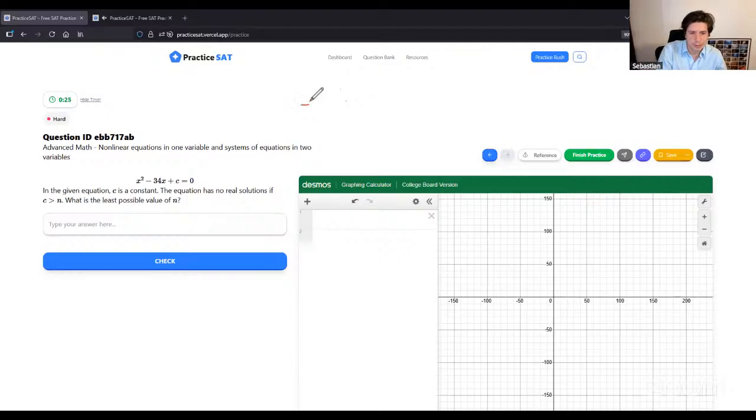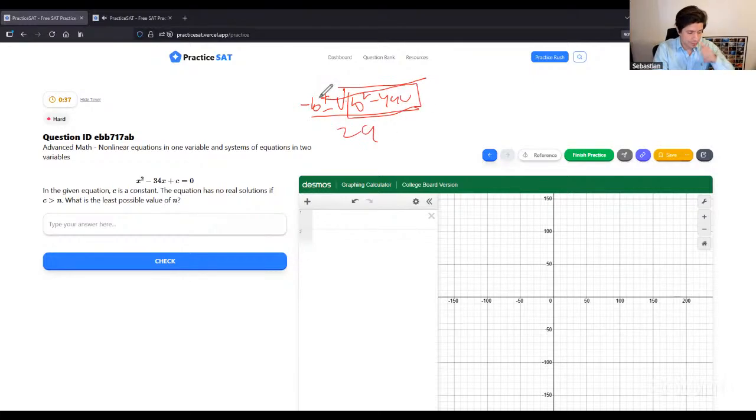The discriminant comes from -b plus or minus the square root of b squared minus 4ac, all over 2a, the quadratic formula. The discriminant is this part. So it has no real solutions. That means it has to be less than 0. So b squared minus 4ac is less than 0. b here is -34, so that doesn't really matter. It'll be 34 squared minus 4, a is just 1, c is just c, is less than 0.